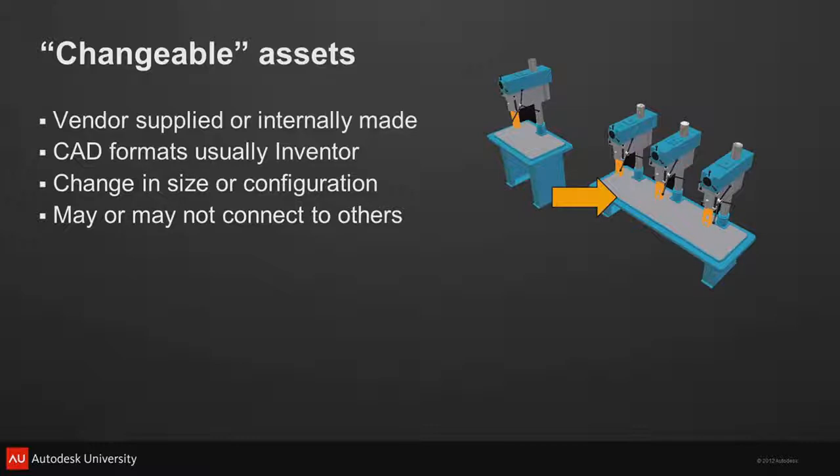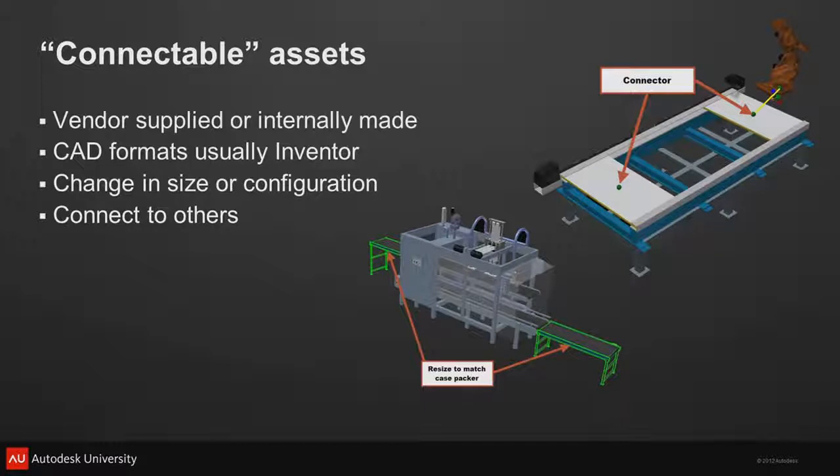It may or may not connect to other pieces. So in this case, like this drill press, we have a 1 spindle, 2 spindle, 3 spindle, 4 spindle, and so on. And we can just go ahead and change them all day long. Then we have what are called connectables. Connectable assets. These can be, again, vendor supplied or internally made.